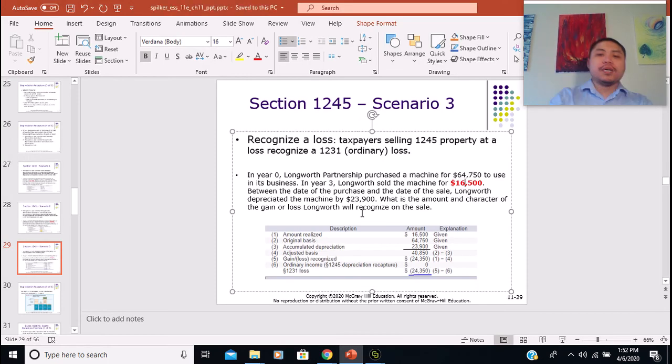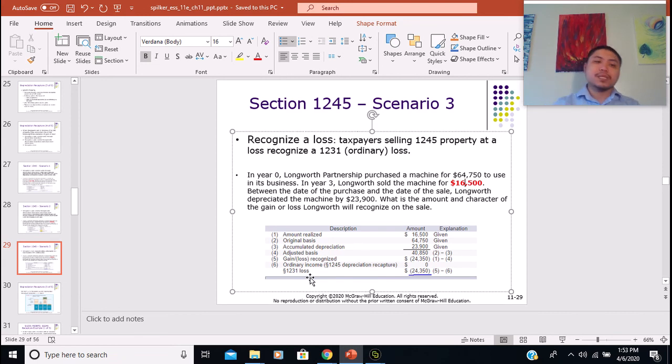Alright. So again, the amount of accumulated depreciation is still the same, 23,900, and we still have the adjusted basis of 4,850, right? But now our amount realized is only 16,500, right? So we recognize a loss of 24,350. Since the recapture rule doesn't apply to a loss, the whole amount of 24,350 is going to be treated as section 1231 loss, which can be treated as ordinary loss, right?